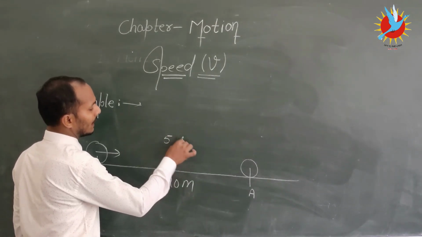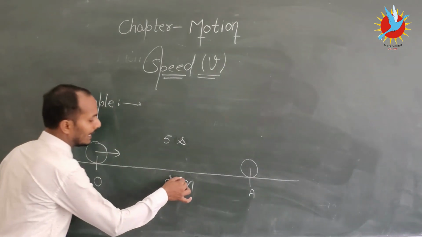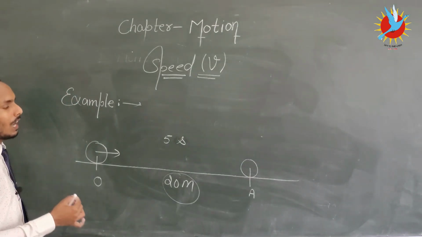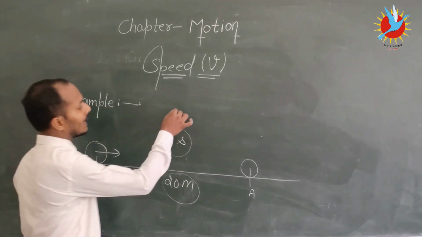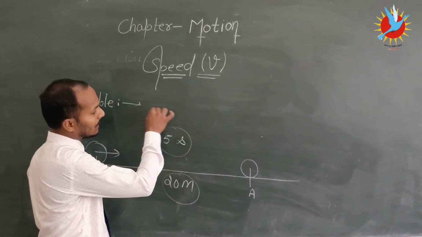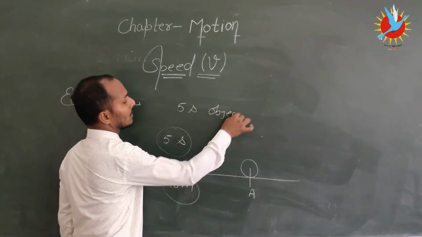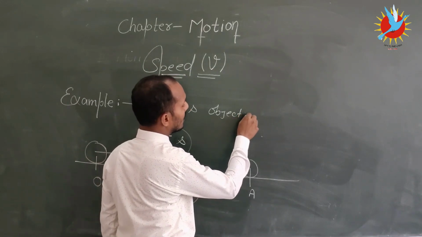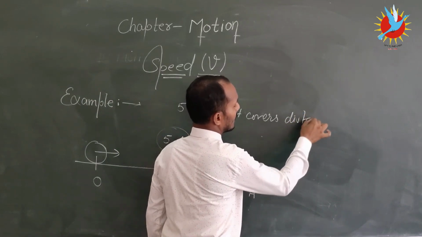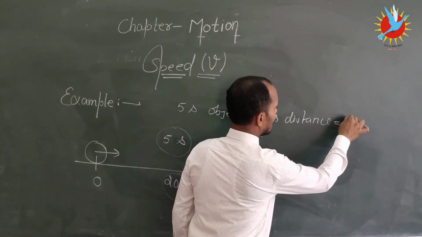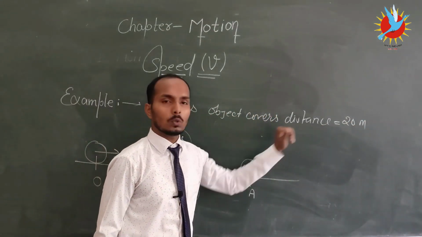In 5 seconds, take it as seconds. Then how much distance does it cover? It covers 20 meters of distance, but in how much time? In 5 seconds. So in 5 seconds the object covers a distance of 20 meters.